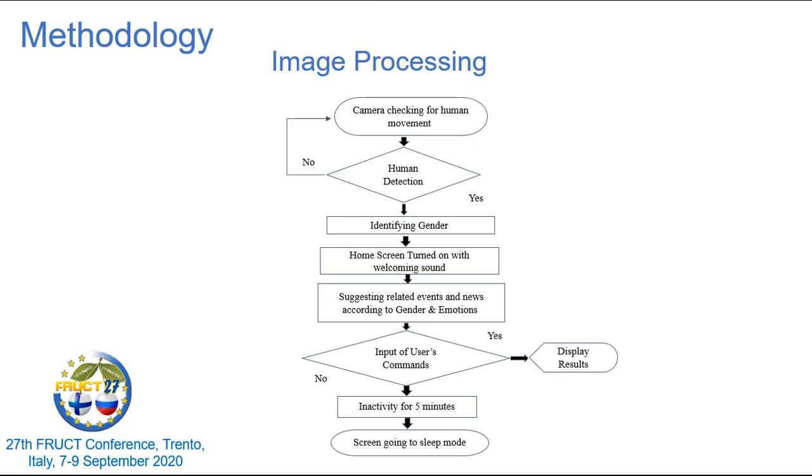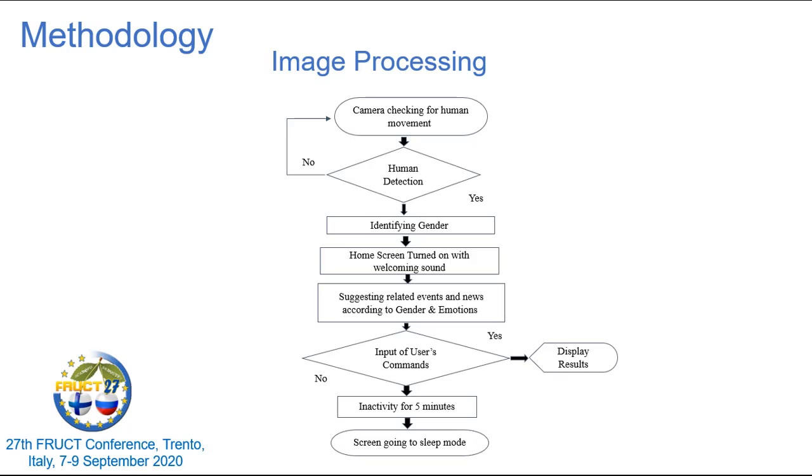In the beginning, the camera constantly scans the area in front of it to detect any human. If no human is detected in front of the camera, it keeps on scanning. If any human is detected at a certain distance in front of it, the system identifies the gender, emotion, and age of the human user. Then the display screen, which initially stays in sleep mode, lights up with a welcoming sound, and the main menu of the home page will appear.